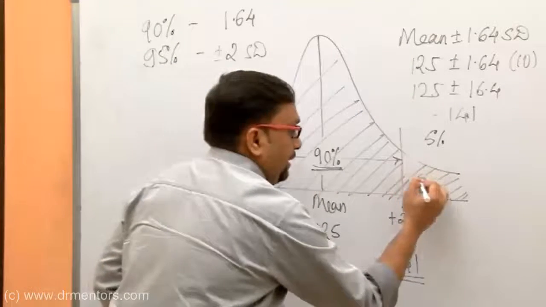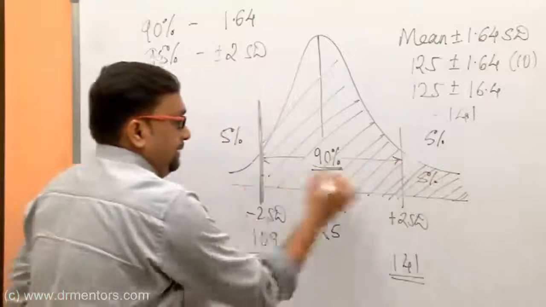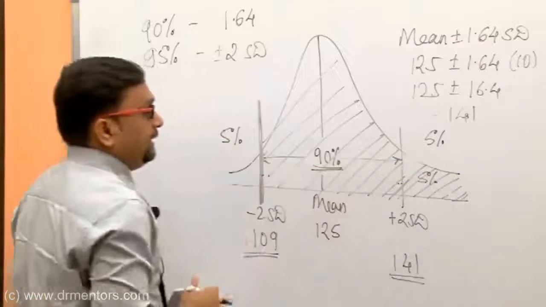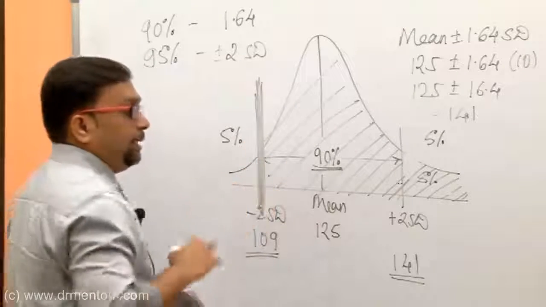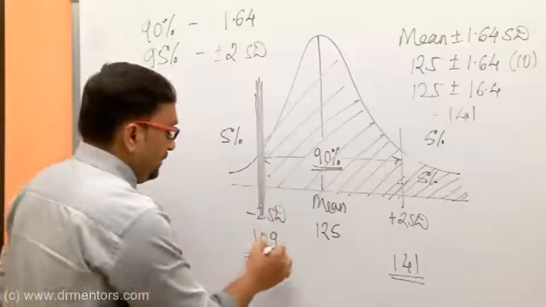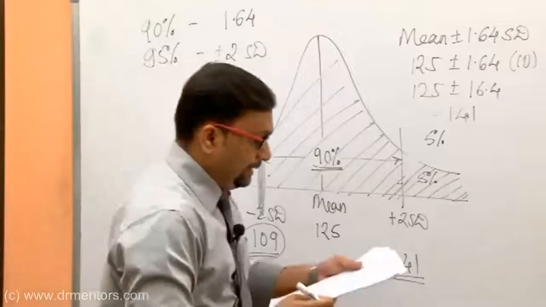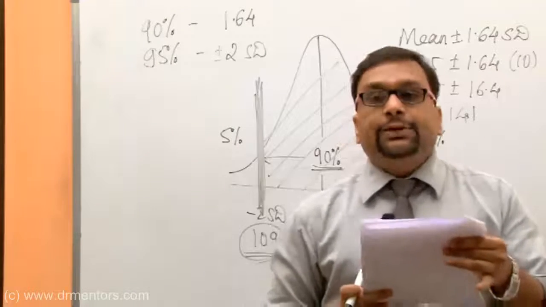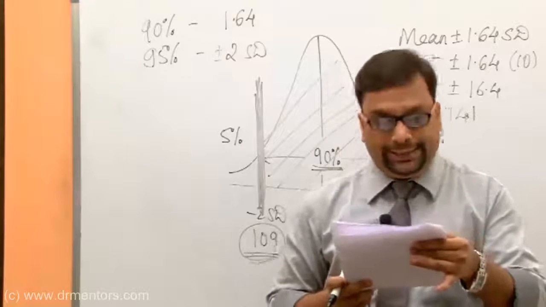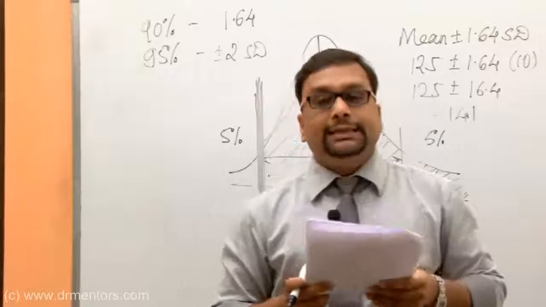Above 141 you have another 5%. So 90% is here and this makes it 95%. So what will be this cutoff above which 95% of people will lie? It's 109. Not there in the options. So the nearby option is 110. So I hope you have reached the answer. So your answer is option B, that is 110.